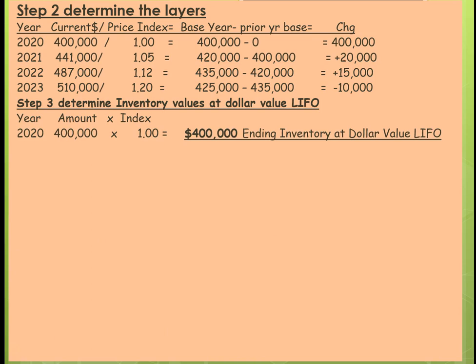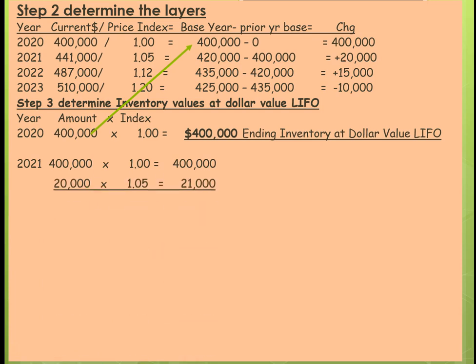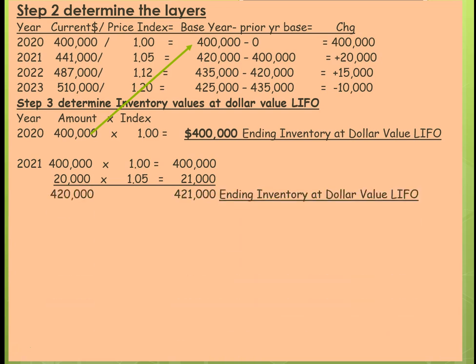Okay, for 2020, the ending inventory is going to be valued at 400,000 because that's the base year. Now, 2021, we're going to have the base plus a layer of 20,000 times the index for that year, which is 1.05. So the ending inventory for 2021 is going to be 421,000.